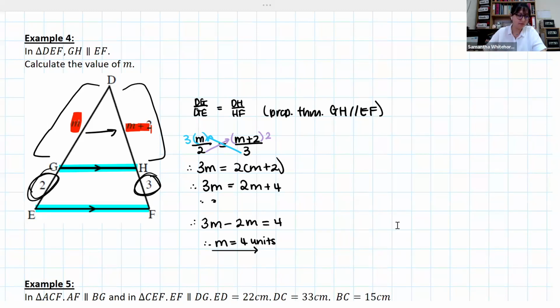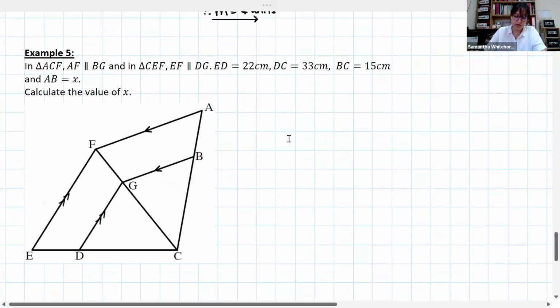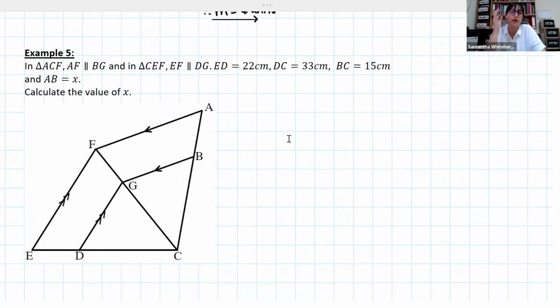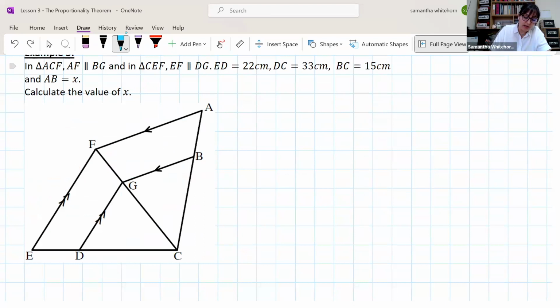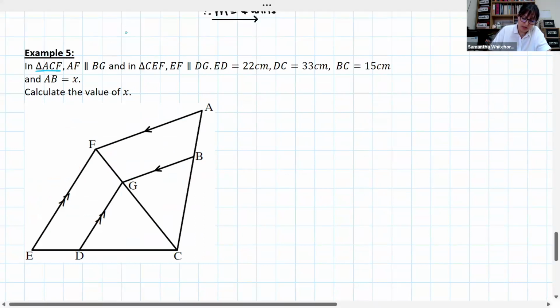Okay, let's have a look at example 5. Okay, so example 5 is an example that I quite enjoy because there's 2 triangles here. We've got 2 sets of parallel lines. We need to be careful. So if we just read our question, in triangle ACF, so that is this blue triangle over here.